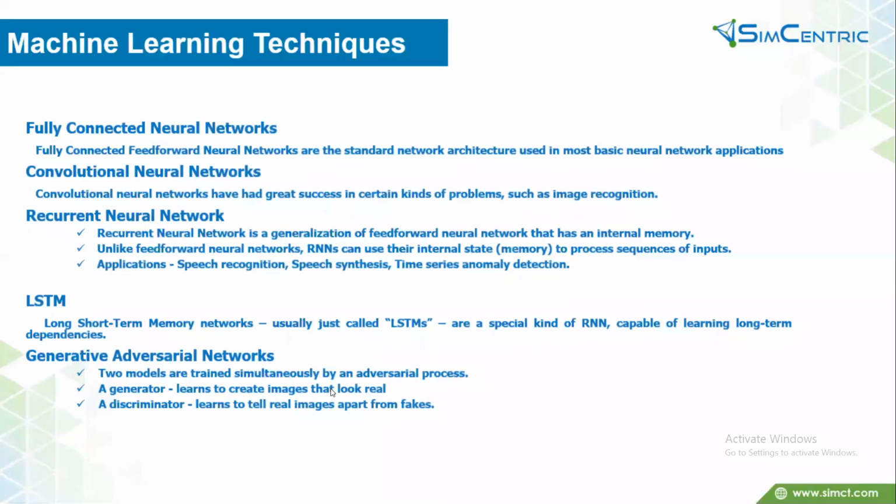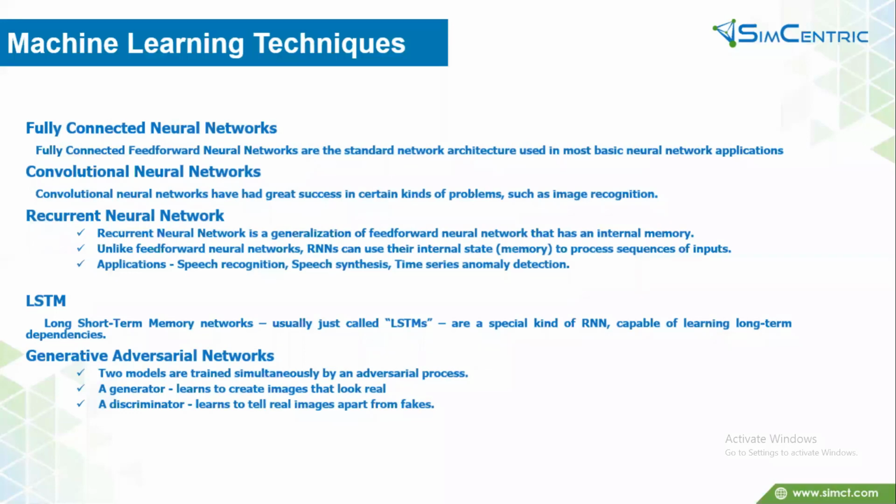There's another technique in machine learning which is very interesting. It's the generative adversarial network. Here you have two models, and these models get trained simultaneously. One model is the generator. It learns to create images that look real. The other model is the discriminator. It learns to tell real images apart from the fakes. So we have two models.